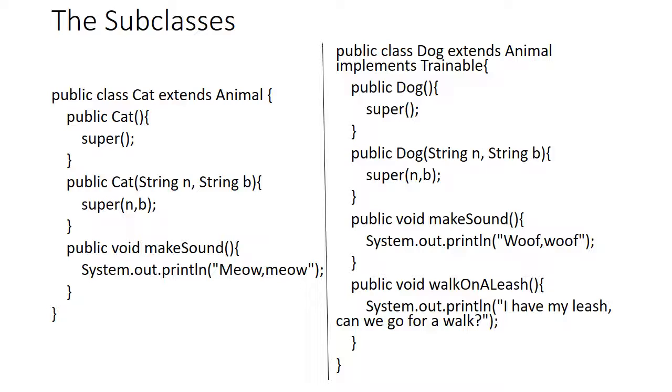The dog class has an additional functionality added to it. It implements trainable, which means it uses that interface. And to implement trainable, it actually has some code in the walk on a leash method. Remember, the interface itself only says that there must be a method that's used this way. In the class itself, you actually write the method.